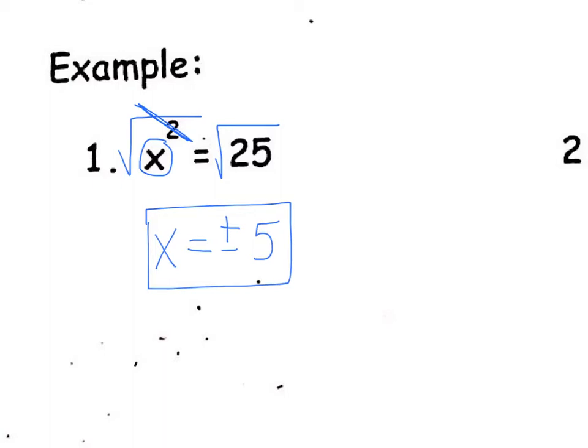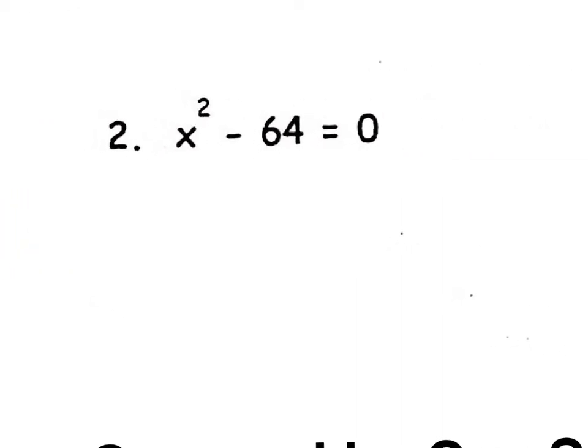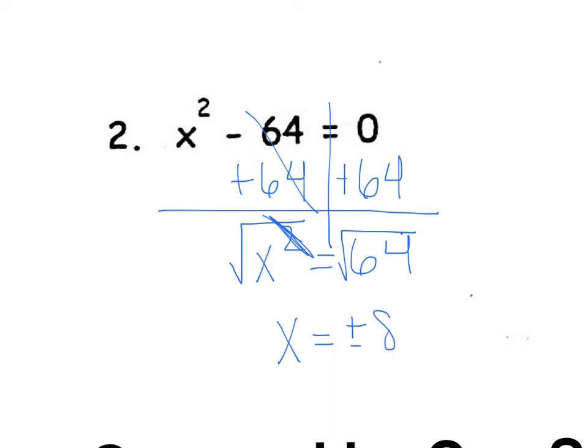Now, let's look at number 2. In order to do this, you need to solve for x, just like you would in any other problem. So we do need to get the x by itself. So this shouldn't be too difficult. But I'm going to add the 64 over to the other side because I'm trying to get the x by itself. Cancels. x squared equals 64. And now I have the x by itself. To get rid of that square, I can square root both sides. That cancels, leaving me with x equals, careful, plus or minus 8.